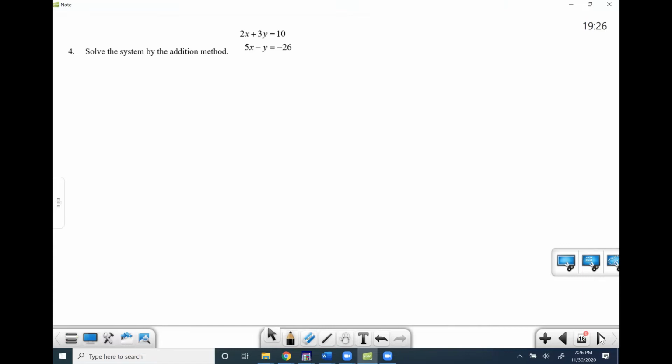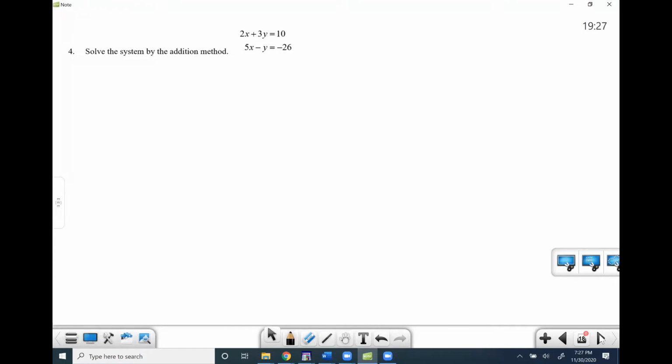The other method in some books is called the elimination method, which I kind of like better, because it just tells you exactly what you're trying to do. You're trying to eliminate somebody. Some teachers say the stack and destroy method, whatever. In your book, it's called the addition method.